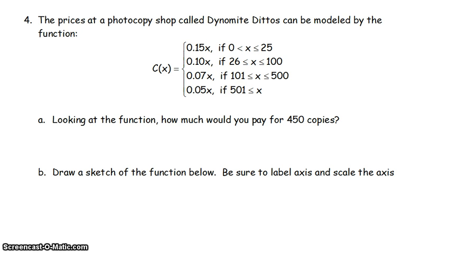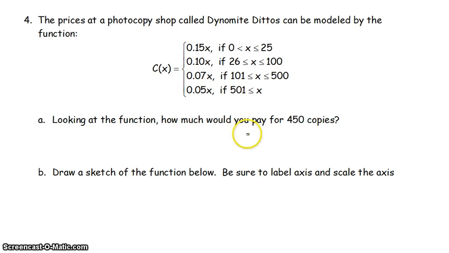Now what this actually means is if you go into a copy shop like Kinko's or Dynamite Dittos, the more copies you make, the better the price is going to be. So this is saying that it's going to be 15 cents for every copy you make if you're making between 0 and 25 copies. You can't make a negative number of copies. Now if you bump it up and you make between 26 and 100 copies, you're going to pay a cheaper price. You're only going to pay 10 cents per copy. And so on. If I have between 101 and 500, I'm paying 7 cents a copy, and if I make more than 501 copies, I'm only paying 5 cents a copy. So the more copies you make, the cheaper you're going to pay per copy.